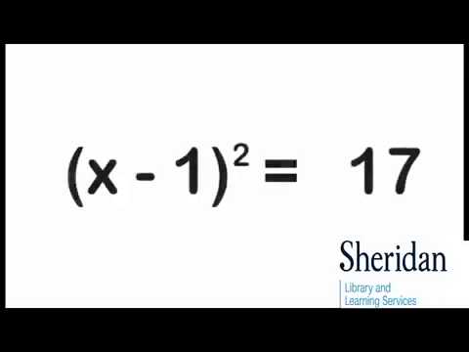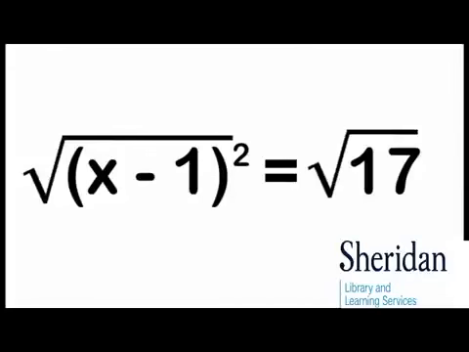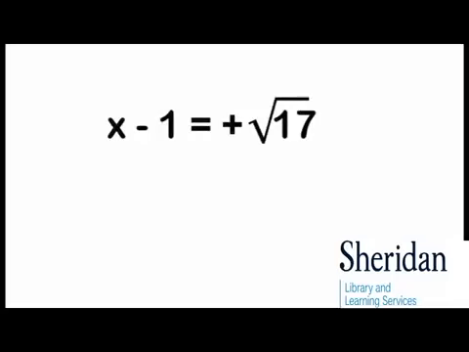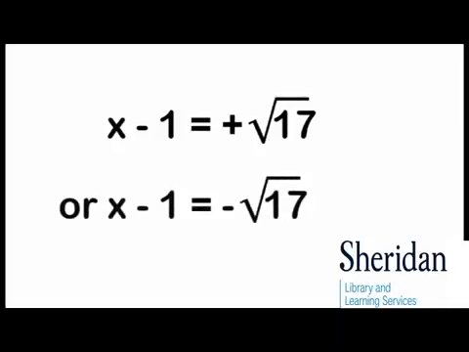Now, let's do an example question. x minus 1 whole squared is equal to 17. We can solve this equation in the same two ways that we used for the previous question. In the first method, we square root both sides, so we get the absolute value of x minus 1 equals the square root of 17. Therefore, x minus 1 equals plus square root of 17 or x minus 1 equals minus square root of 17.